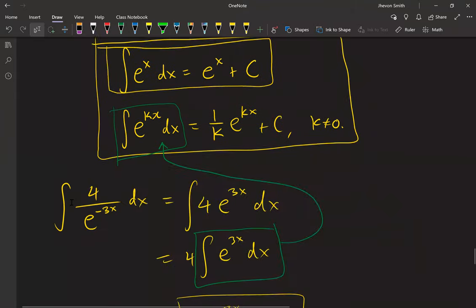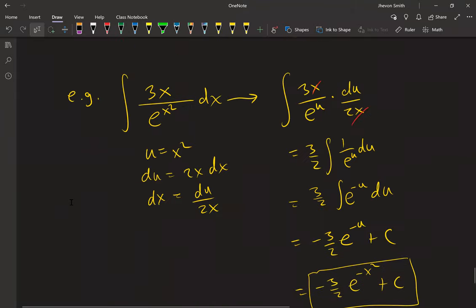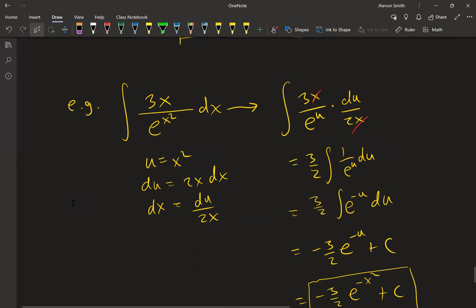So everything you're doing is just like every step you make, you're just getting it to look like something else, to look like a situation that you already know how to deal with.